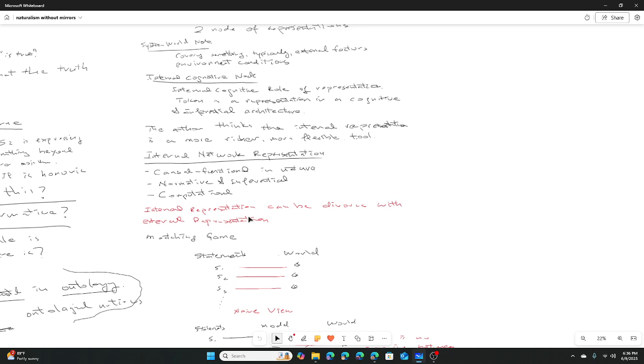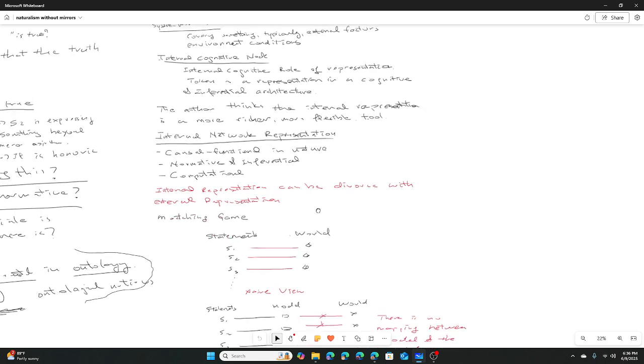I think a big idea that the author talks about is that this internal cognitive representation can be divorced from the external representation. So one can have these internal representations without regard to external representations.